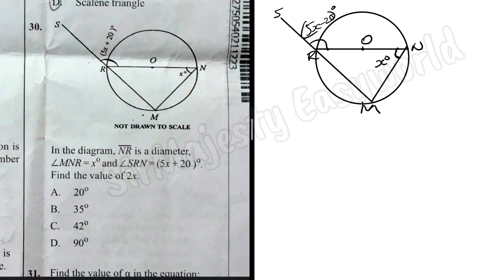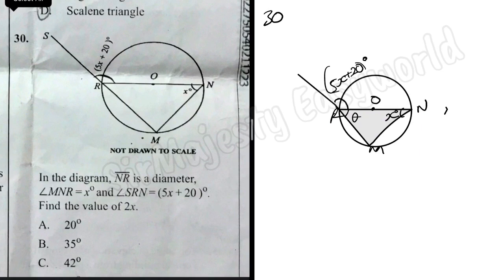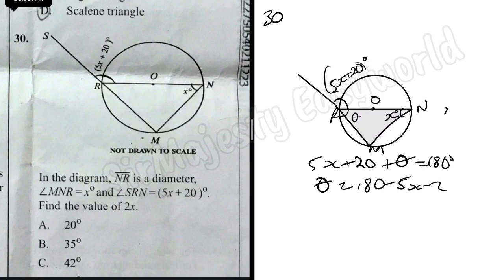So we know that this is an angle on a straight line. That's S, R and M here. Remember that this is angle on a straight line, so it's equal to 180 degrees. So we're going to add both of them together. We're going to find theta in terms of x. That's 5x minus 20 plus theta is equal to 180 degrees. Theta is equal to 180 minus 5x plus 20, which is 160 minus 5x. So the value of our theta is 160 minus 5x.